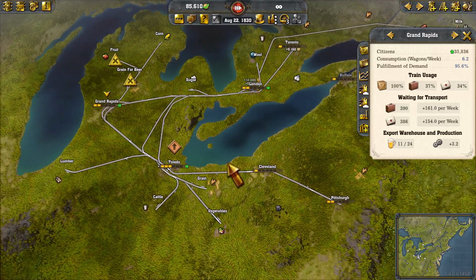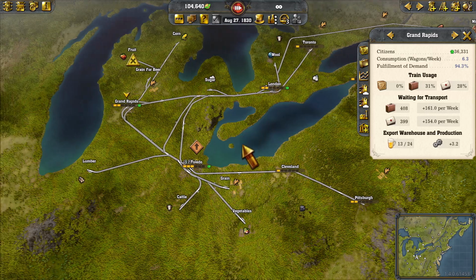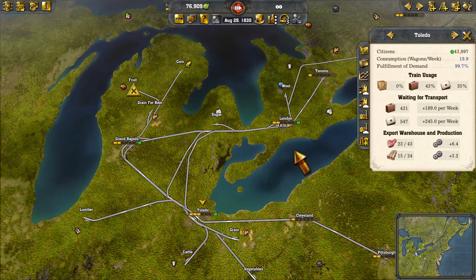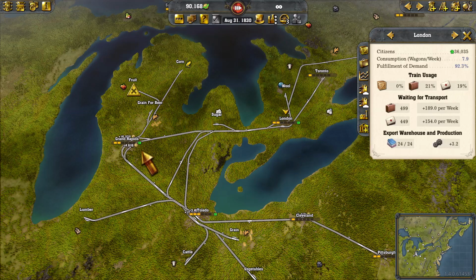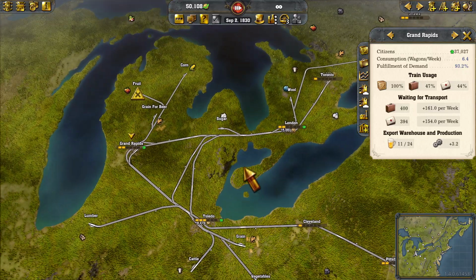And I'm just going to let it run right up until we have 3 industries in each, just to give you an idea of how well this works. And you notice just how very, very little micromanagement we're having to give it. We're getting 99.7, 92.3, 93.5. This is a beautiful, beautiful thing.